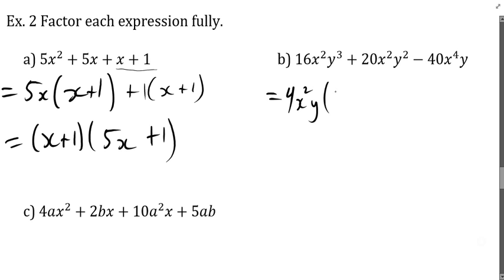And what's left? 16 divided by 4 is 4. X's are gone, y squared. 20 divided by 4 is 5. X's are gone, y. Negative 40 divided by 4 is negative 10. X squared, and the y's are gone.